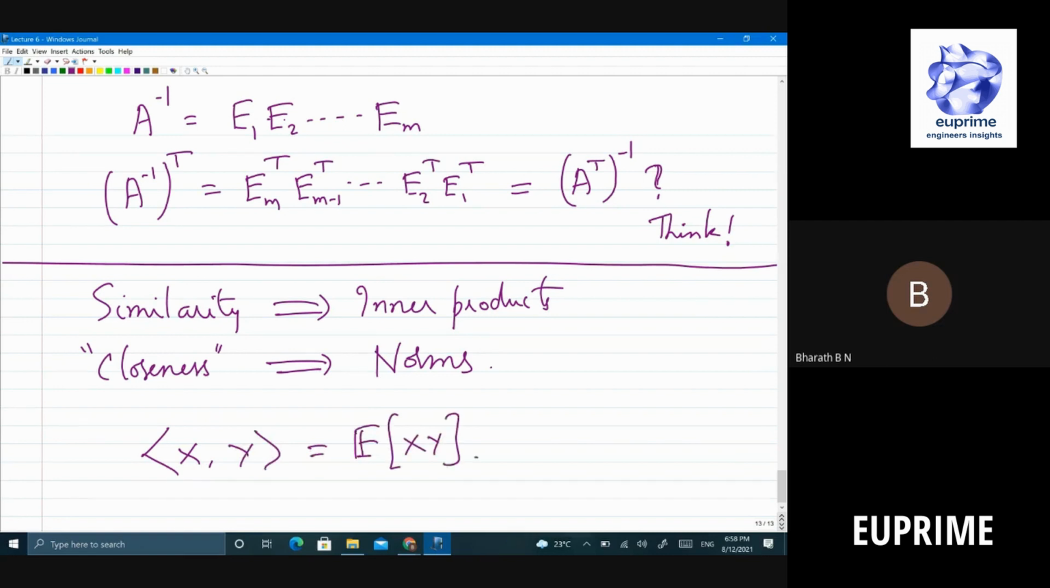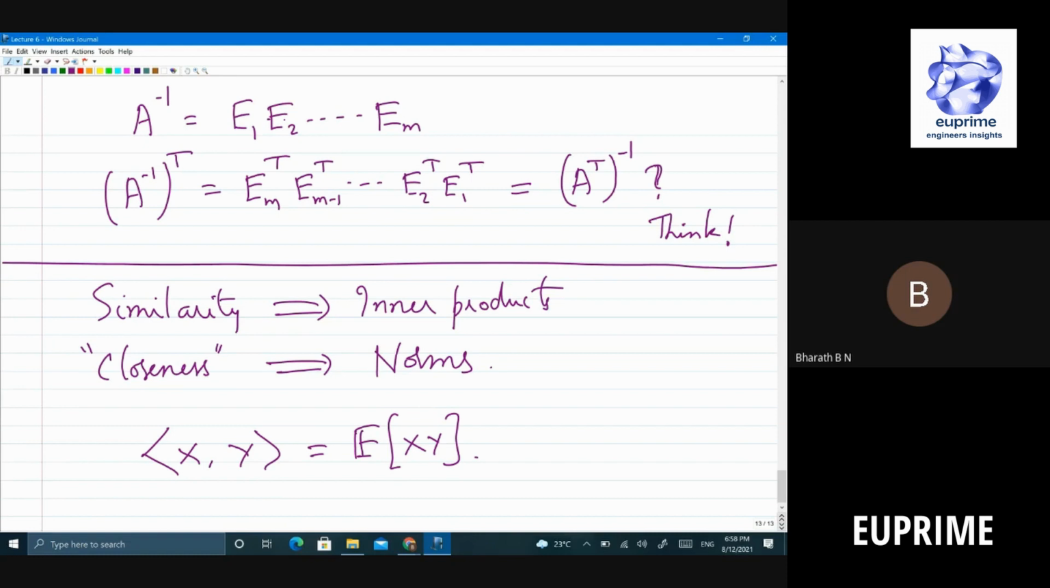Why is this an inner product? It satisfies all the properties of a dot product. Dot product is what? A transpose B. It's linear in A, linear in B. It doesn't matter whether you commute: A transpose B is the same as B transpose A. And we have all the other properties. A transpose A is always non-negative, and it's equal to 0 if and only if A is 0. Similarly here, the inner product of x with x is always non-negative, and 0 only when x is 0. So there are similar properties.